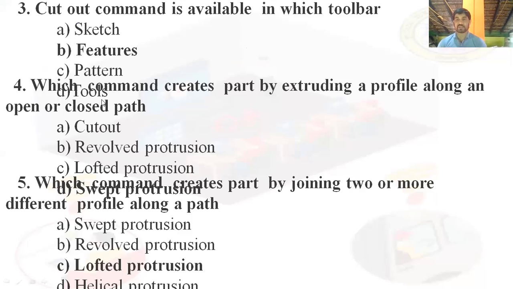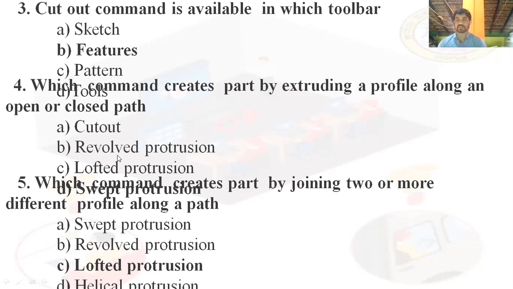Tools is a toolbar. So the next question is: which command creates a part by extruding a profile along an open or closed path? I explained this with an elbow pipe, drawing it with a section and a path. One option is cutout, but cutout is a material removal process, and here it is a material adding process, so this option is not correct.